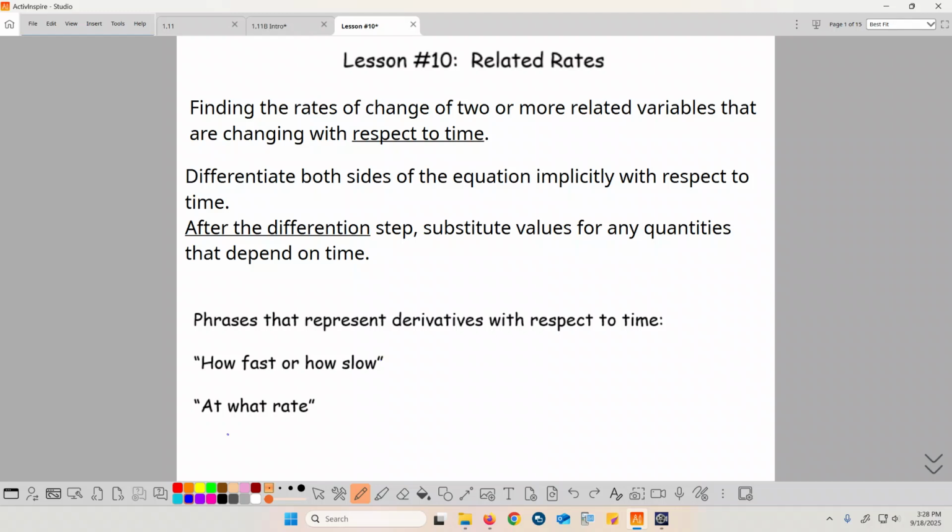Phrases that indicate related rates: at what rate, how fast, how slow. If you go back and read through some of those questions, you'll notice that all those questions indicated those phrases. And you cannot plug in your particulars, which means that given information, until after you do that differentiating step. So that's why I wrote that in here. After the differentiation step, then you can substitute your values.